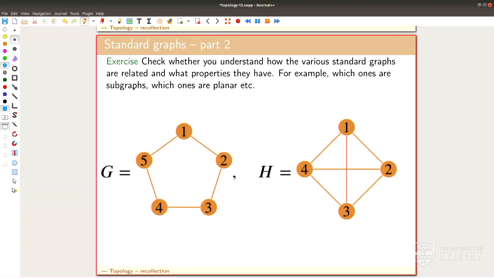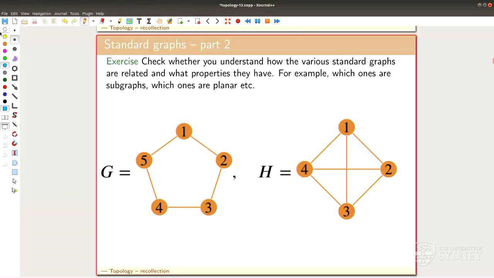So if I show you this picture here, you should immediately think, oh, this one is a cycle, and this one is, what is it, K4, the complete graph with 4 vertices. And then we have seen everything for them. So we know, for example, that the complete graphs are planar if and only if the number of vertices is strictly smaller than 5. So this one actually should be planar, sorry.